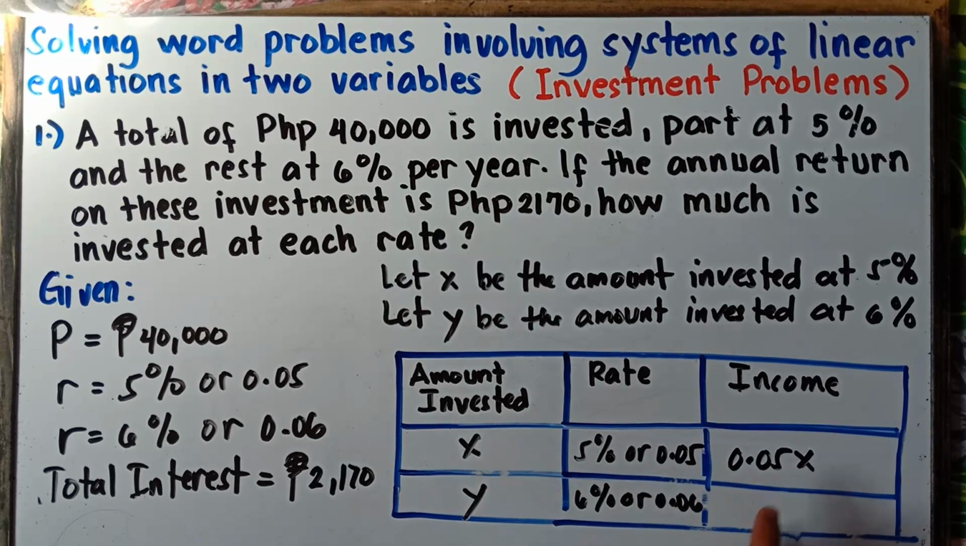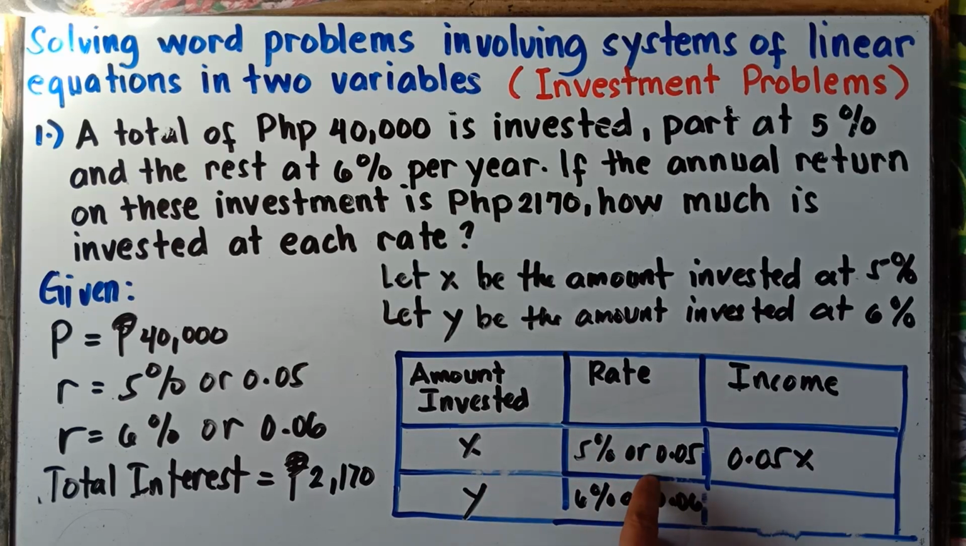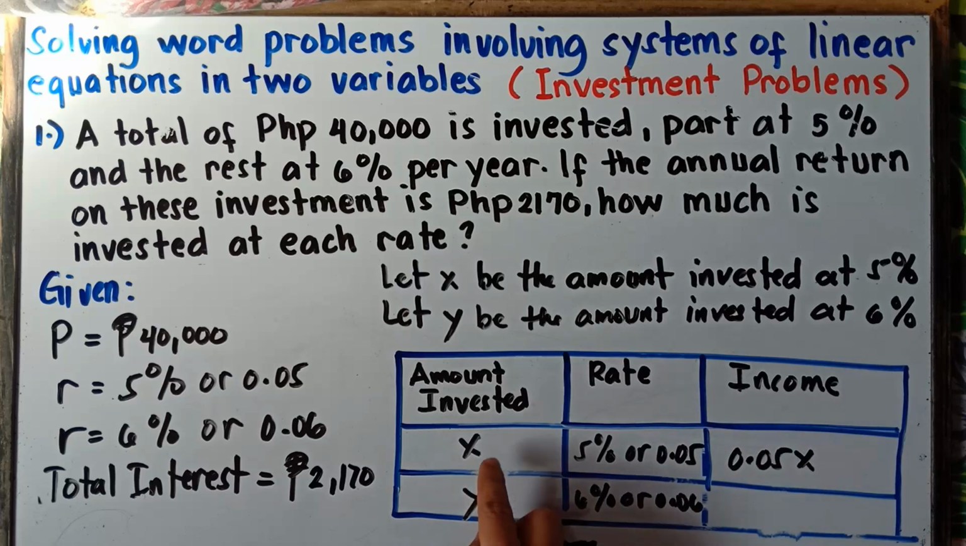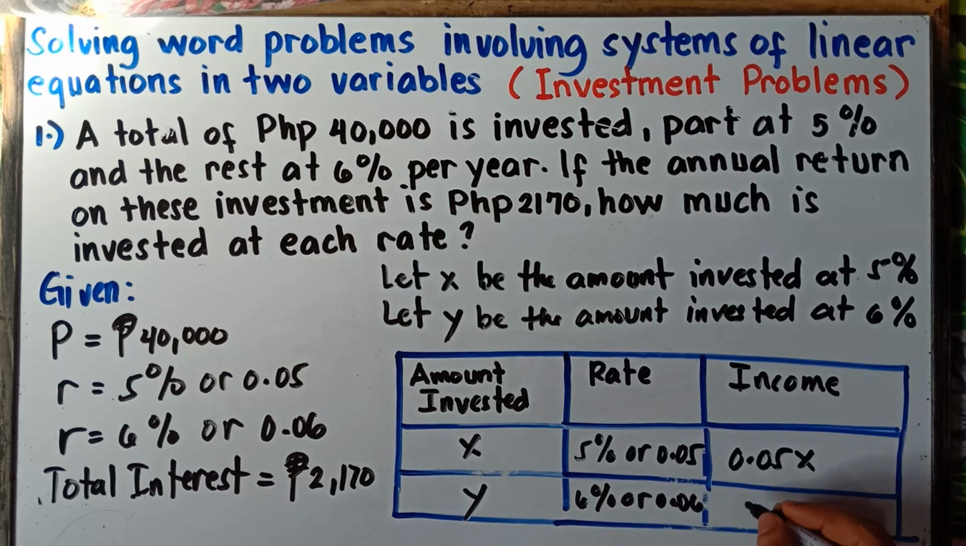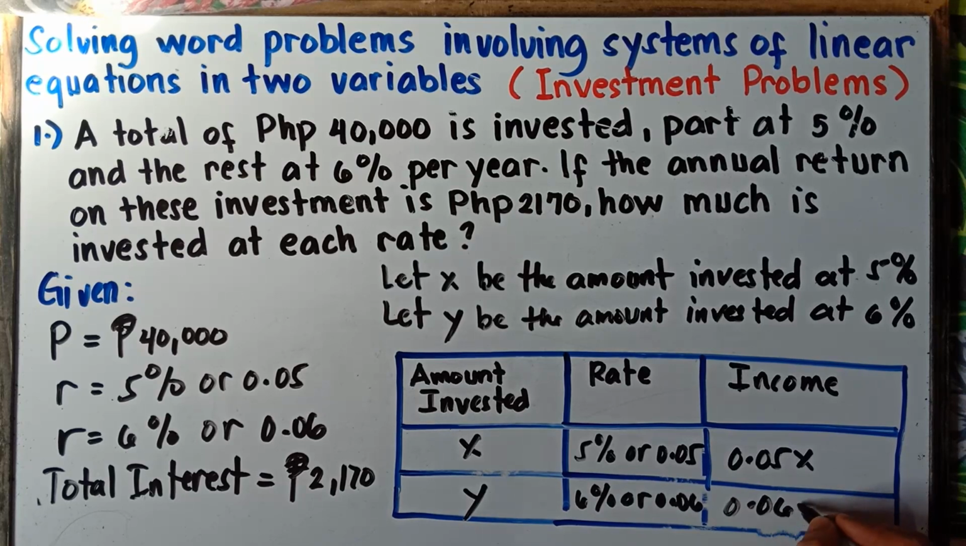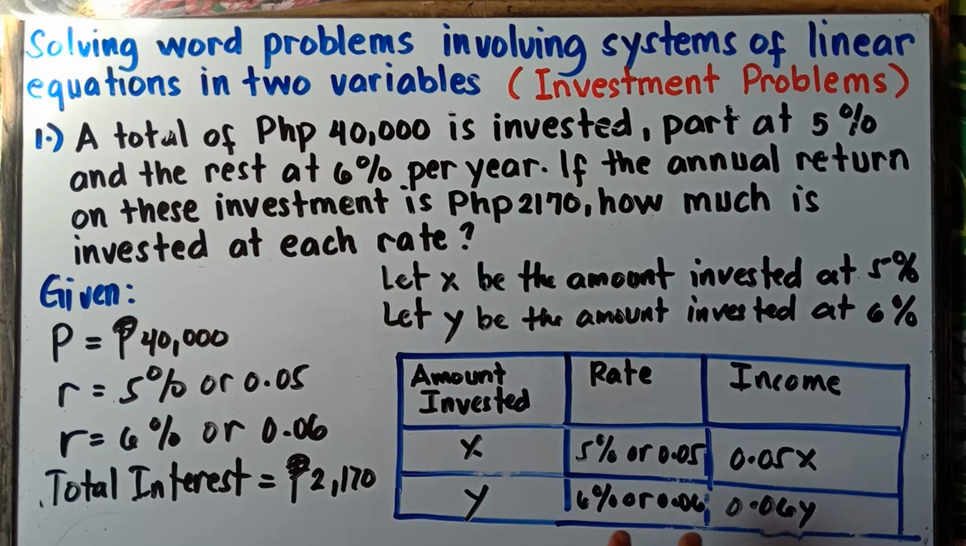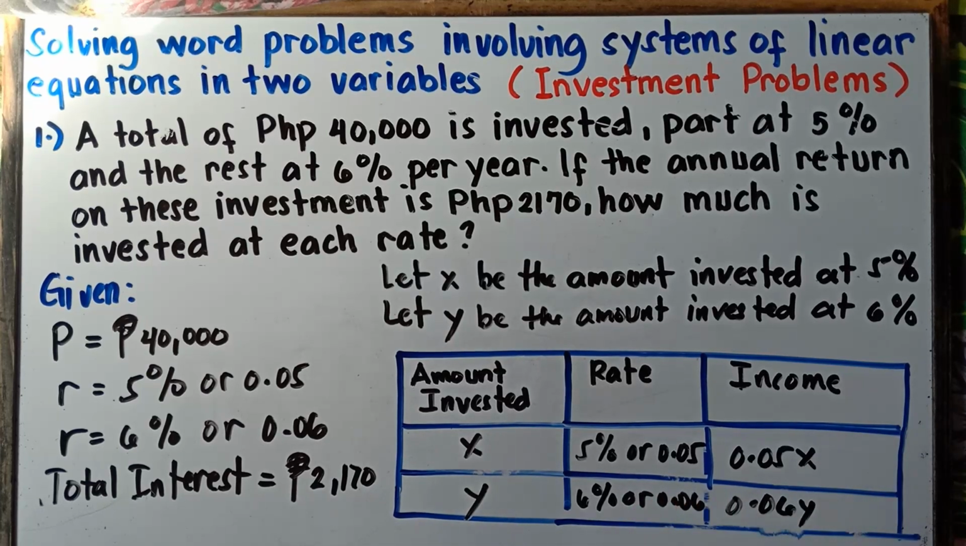Simply copy X. Once again, class, when you multiply the amount and the rate, the answer, that would be the interest, right? That would be your income. And then we multiply Y by 0.06. The answer, class, that would be 0.06Y. I hope it's clear for you, class. If you multiply the amount by the rate, that would be your interest, and that would be your income. So that's why we have 0.05X, and then we have 0.06Y.